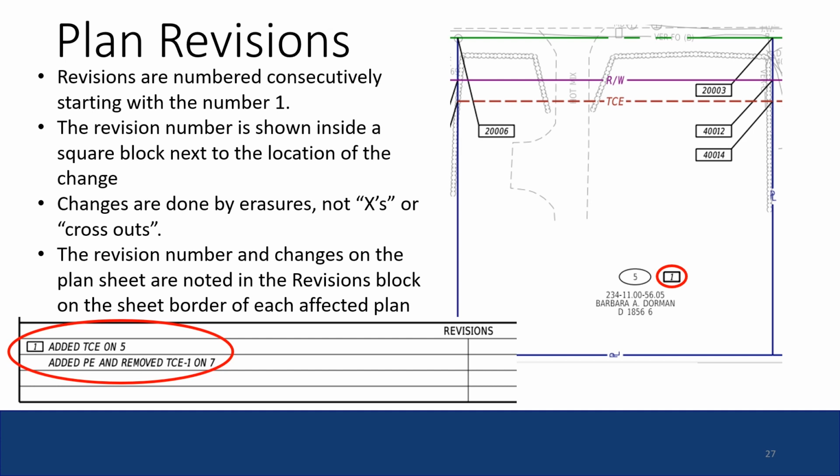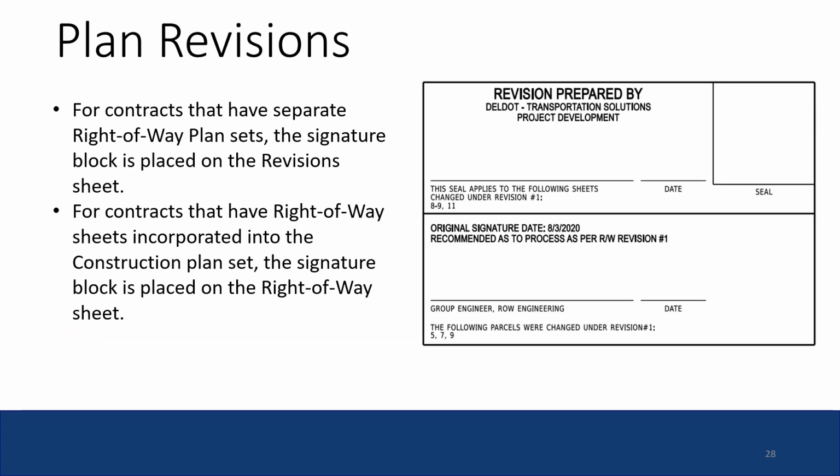For contracts that have separate right-of-way plan sets, the signature block is placed on the revisions sheet. For contracts that have right-of-way sheets incorporated into the construction plan set, the signature block is placed on the right-of-way sheet.